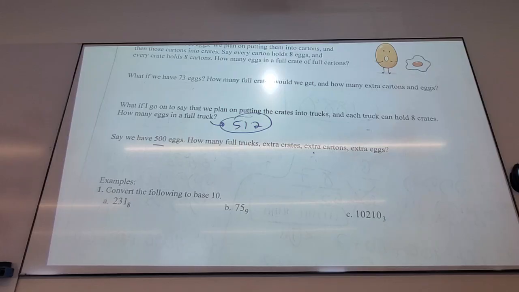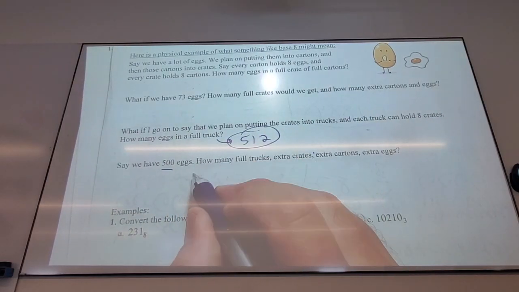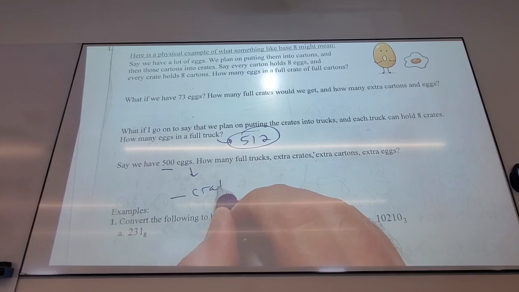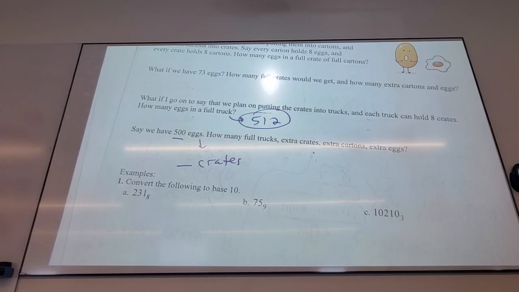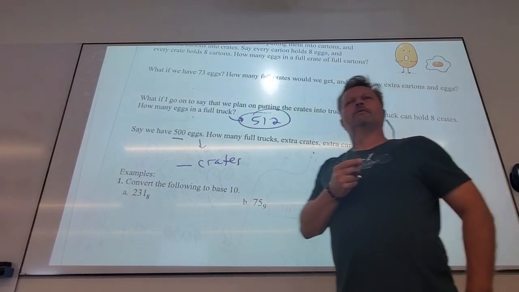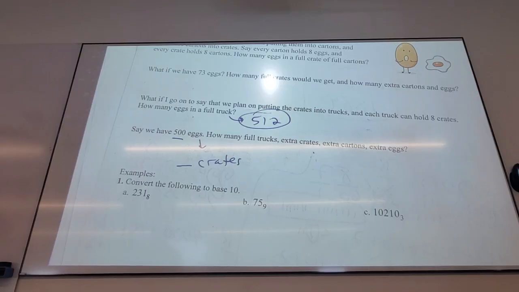How many crates could I fill? How do you figure out how many crates you could fill? Well, each crate has how many eggs? 64. 2 crates would be 128. So you're trying to figure out how many 64s. Every group of 64 eggs makes a full crate. With me? And I know crate rhymes with 8, which is neat. Every full crate has 64 eggs, right? So every 64 eggs makes a full crate.